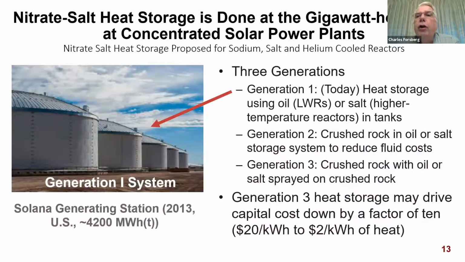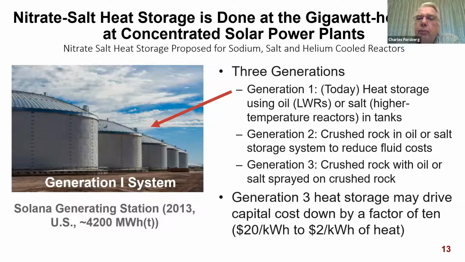Today, nitrate salt storage is used at the gigawatt hour scale in concentrated solar power plants. There are 3 generations. Generation 1, which is deployed today, is nitrate salt in large tanks. This particular technology would be applicable to advanced light water reactors. At lower temperatures, the storage material would be a heat transfer oil. The second generation heat storage systems use crushed rock in oil or salt in the tanks. The reason why, of course, is crushed rock is less expensive than oil.